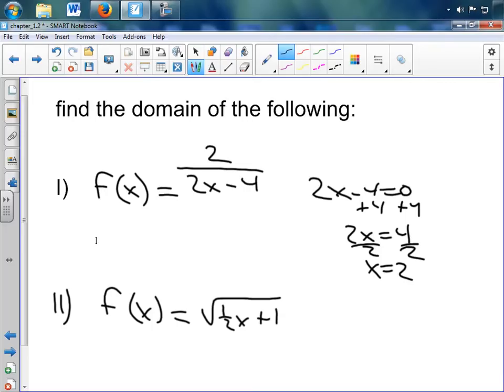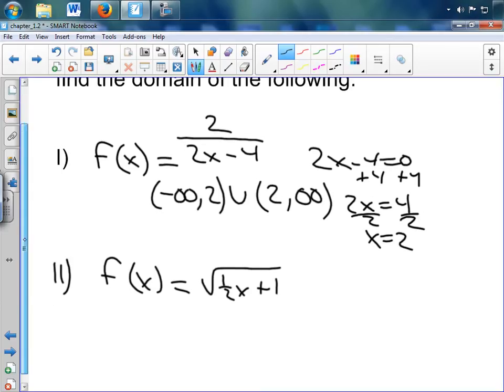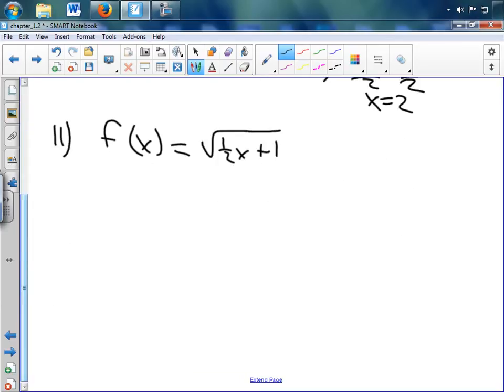Any other number is our domain. Okay? So our domain would be negative infinity to 2, parenthesis, cannot include, union 2 to infinity. And that was a review of what we did on Wednesday. It's been a while. Okay? How many people graphed it? You'll have a hole at 2. Remember the line?